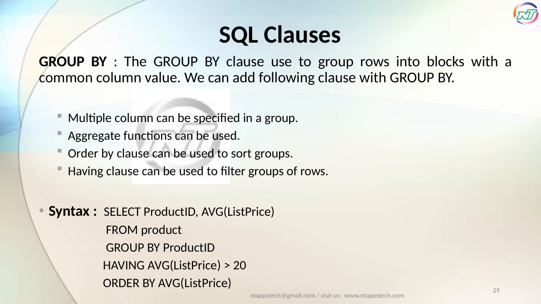We often use aggregate functions like AVG, count, sum, or max along with group by to calculate summary statistics for each group. Additionally, the order by clause can be applied to sort the groups based on the result of an aggregate function or any column.